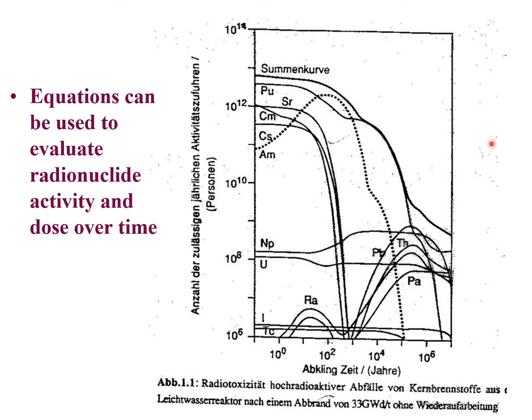This is something that I worked with when I was a postdoc in Germany. It showed dose per person as a function of years, for the yearly activities. This is from radioactive waste that was burned up at 33 gigawatt days per ton and without reprocessing. This is all broken up into elements.